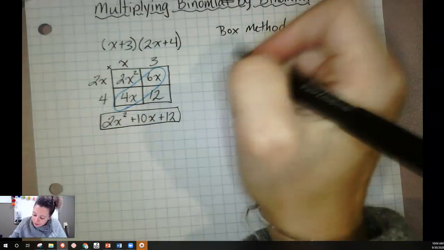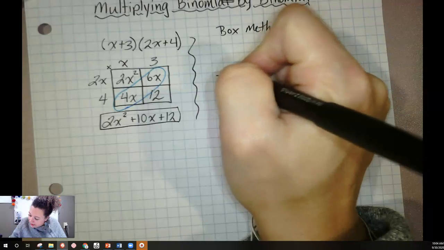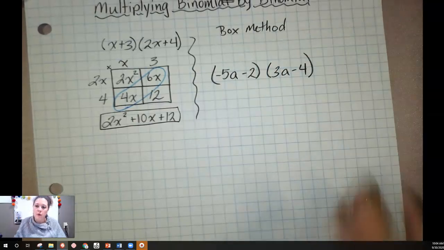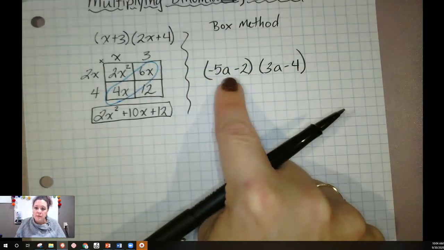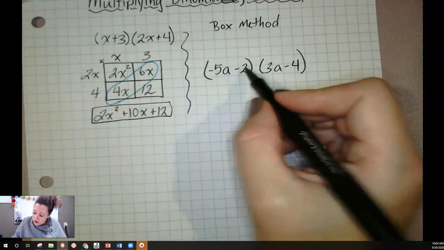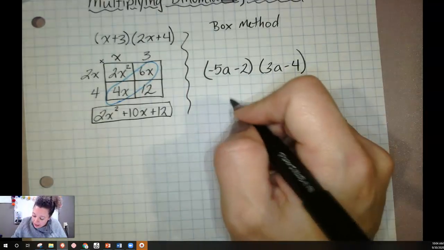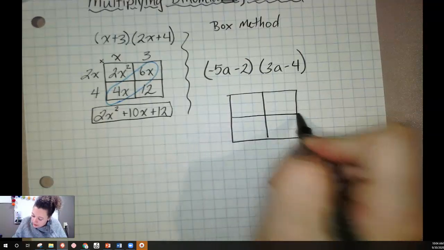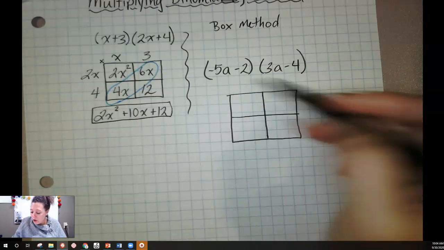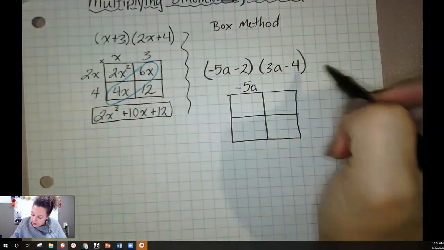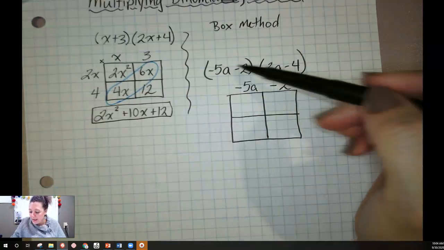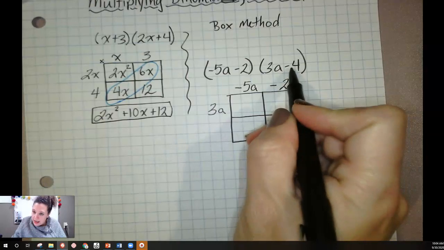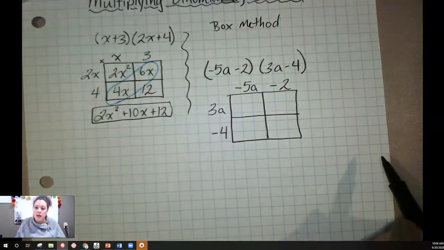So let's look at the other example that we did in the FOIL video, which was negative 5a minus 2, and we're going to multiply that by 3a minus 4. Same idea, even with the negative and minus signs. I have 4 terms, so I'm going to make a 2 by 2 box. I made my box a little bit bigger. I'm going to split it in half and split it this way. I'm going to make sure I assign each of those terms. So here I'm going to put negative 5a, and minus 2 there. That is key when you're working with minus and negative signs, that those are there. They are important. And then this is a positive 3a, and again, minus 4 needs to go down here.